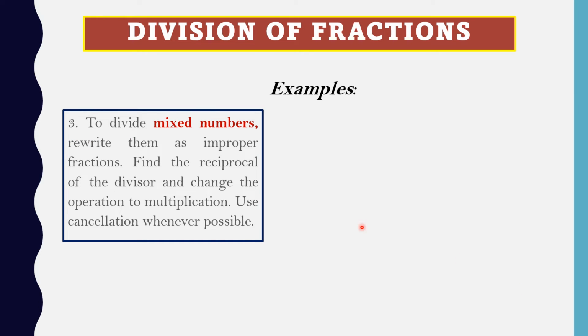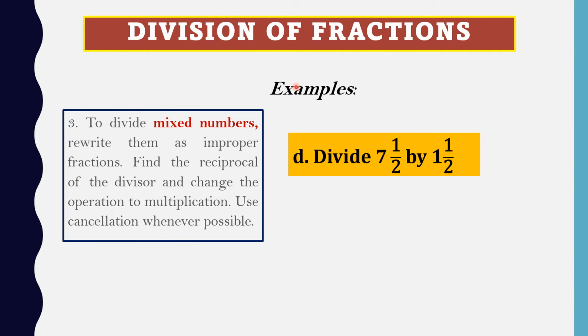Next example. For this example, we have this rule. To divide mixed numbers, rewrite them as improper fractions. Find the reciprocal of the divisor and change the operation to multiplication. And again, we use cancellation whenever possible. So here is the example. We are going to divide 7 1/2 by 1 1/2.